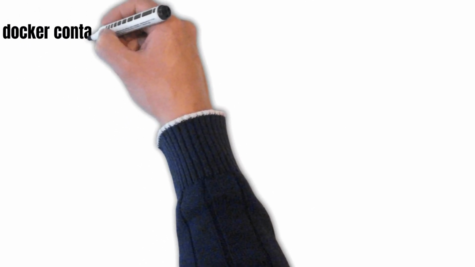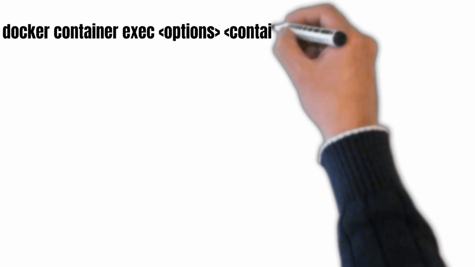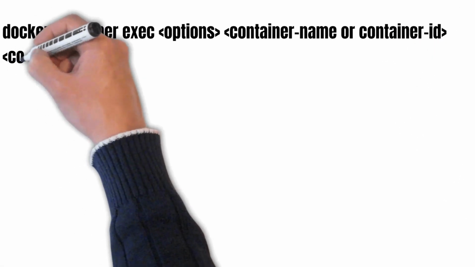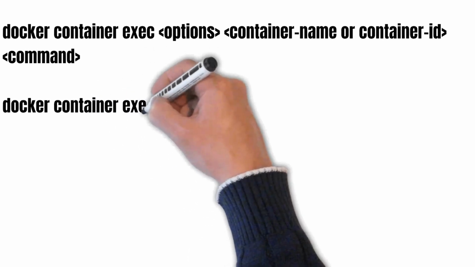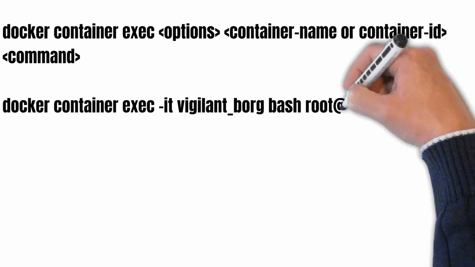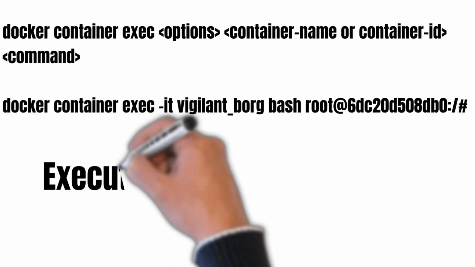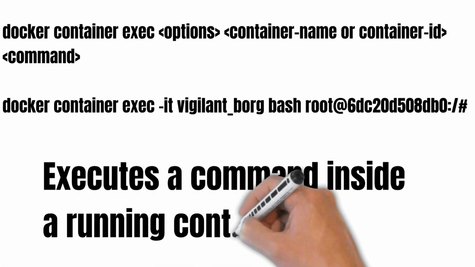The next command is docker container exec, or execute, followed by options, followed by container name or ID, followed by the command. For example, we write docker container exec -it, for interactive, vigilant_borg is the container name, and bash is the command that we are executing inside the vigilant_borg container. So basically it executes a command inside a running container.